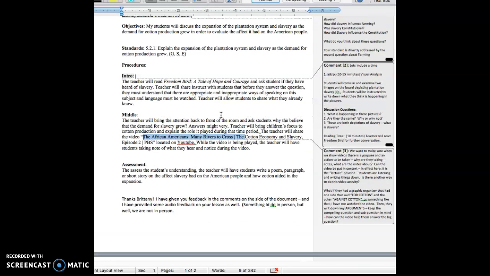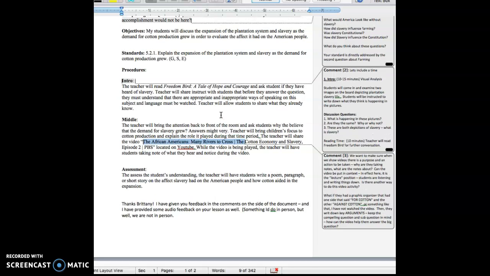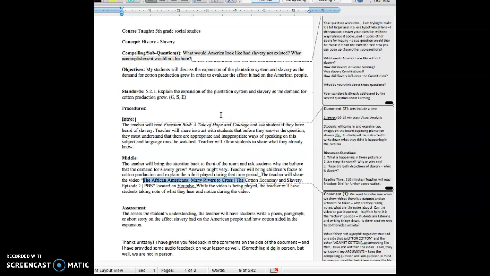I'm trying to help you think a little more actively about what you're doing with the students, and that we want to move beyond just watching and taking notes of a video. We want them to do something with that information, and how we can begin the entire class using a visual analysis of some photographs or paintings.